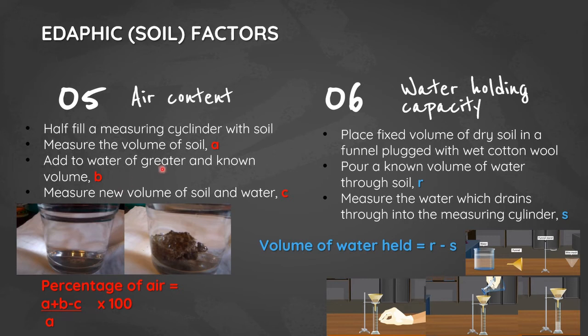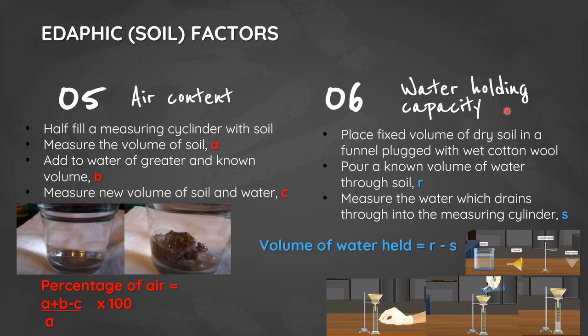We expect that soil has air spaces, so when the water is added to the soil, it will fill those air spaces, so the new volume will actually be less than A plus B. So A plus B minus C represents the air that would have been displaced. And we want to find that air as a percentage of the volume of the soil that we began with. We multiply by 100 to find it in percentage.